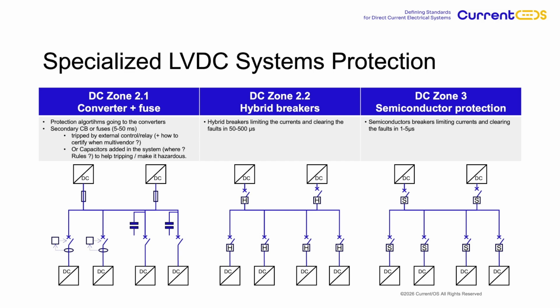This approach requires the use of protection devices based on solid-state technologies. However, in certain use cases, the use of these devices may be challenging, either because the operating currents are very high or because such products do not yet exist or are not readily available. In these situations, it may be appropriate to distribute power instead within Zone 2.1 or Zone 2.2. CurrentOS has therefore defined specialized LVDC systems.